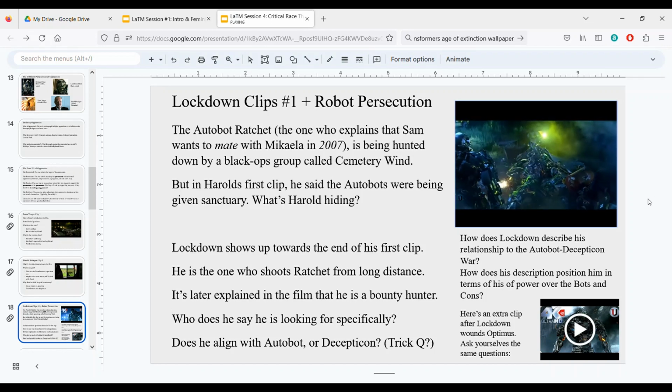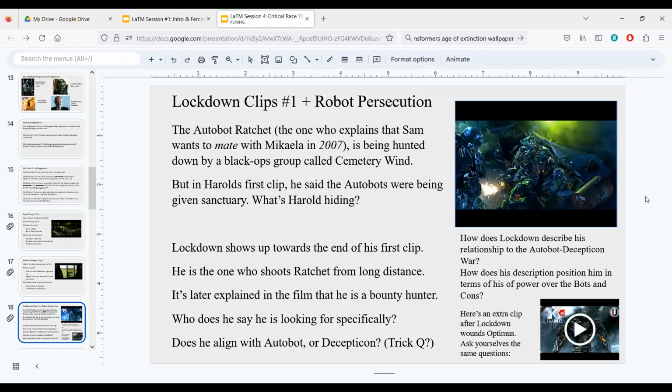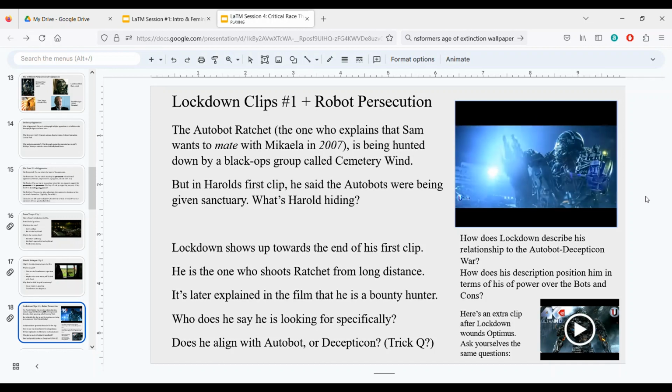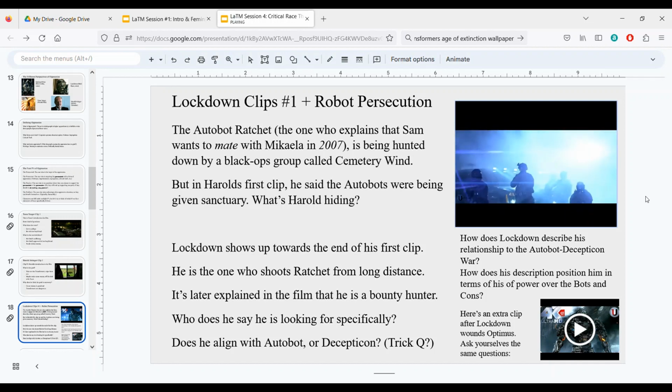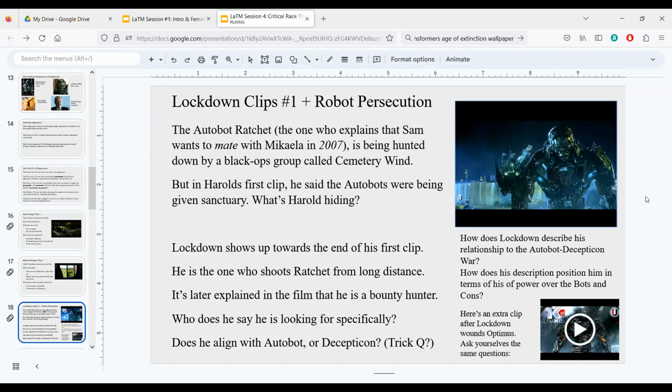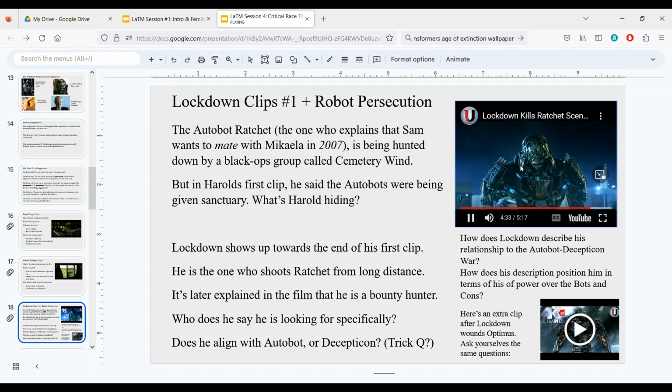Lockdown: Autobots, Decepticons, like little children, always fighting, making a mess out of the universe. Then I've got to clean it up. There is one way you survive.